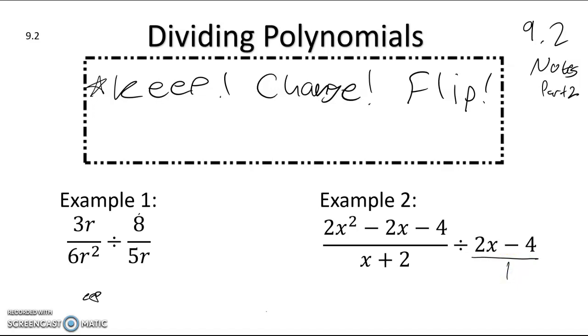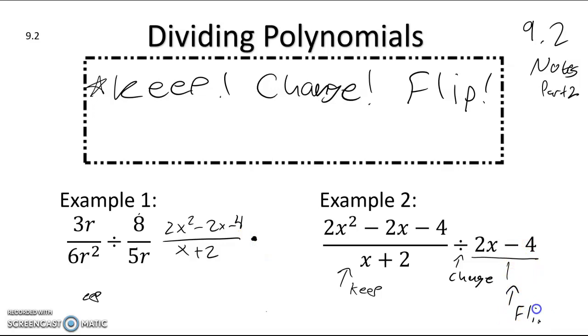And then, just like I did before, I'm going to keep this first one. So I'm going to write this over here. I'm going to keep 2x squared minus 2x minus 4 over x plus 2. I'm going to change this to a multiplication symbol. And I'm going to flip this fraction right here. It makes it 1 over 2x minus 4. Now let's go ahead and simplify it out.